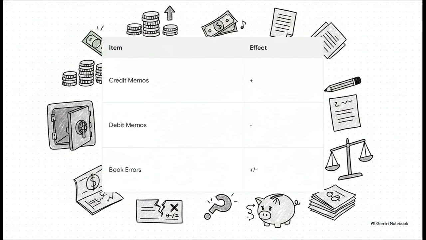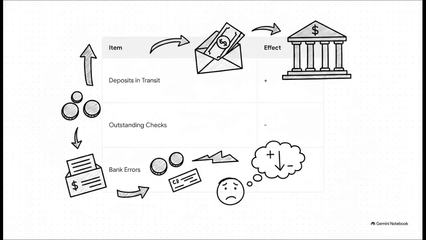On the flip side, debit memos decrease your balance. This is going to be your bank service charges, or NSF checks, where a customer's check bounced. And finally, book errors. Look, mistakes happen in your own ledger, and those can swing your balance either up or down. Okay, now let's flip it around and look at the bank balance reconciling items. These are things you know about, but the bank hasn't seen yet.